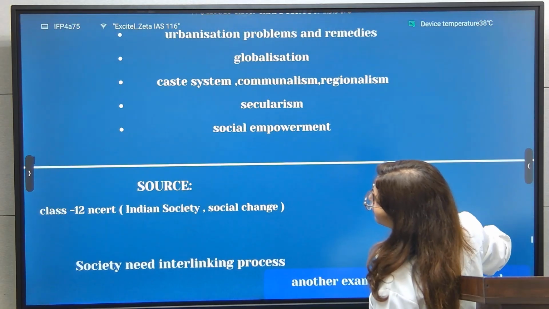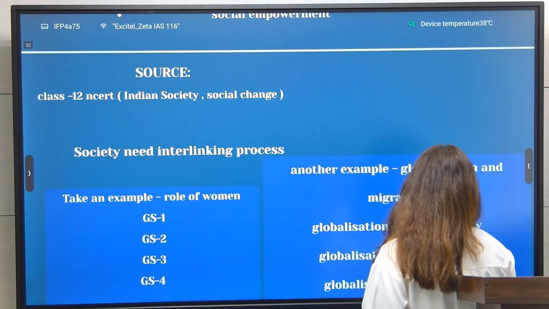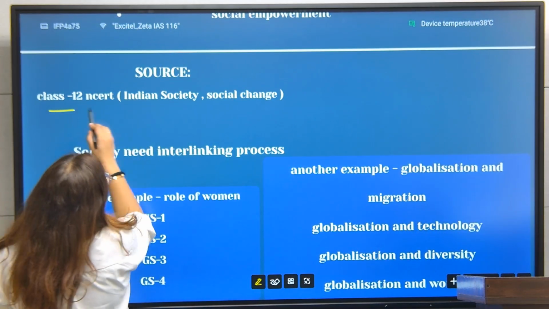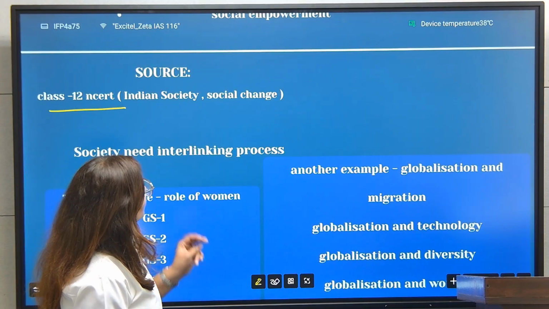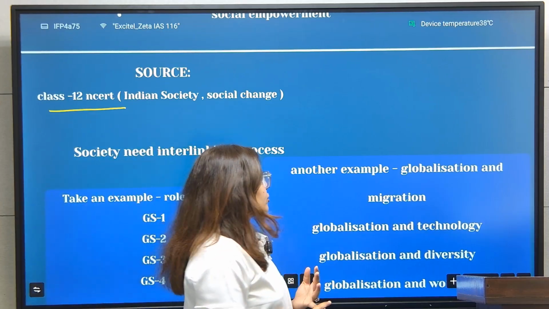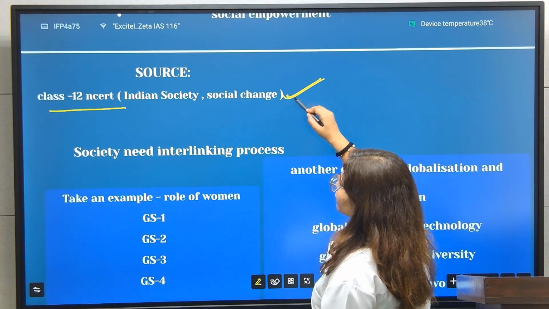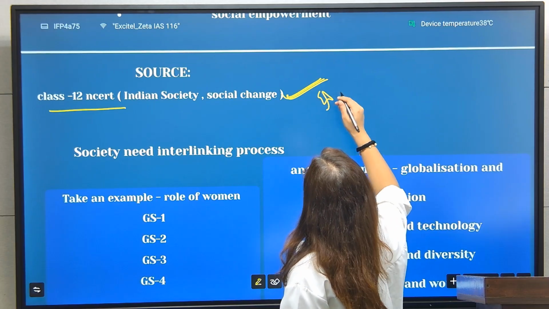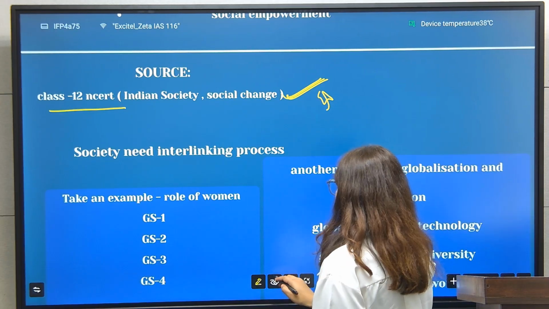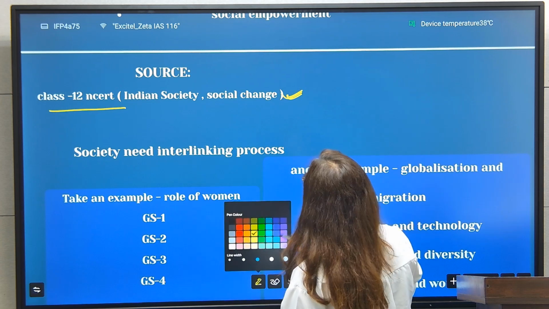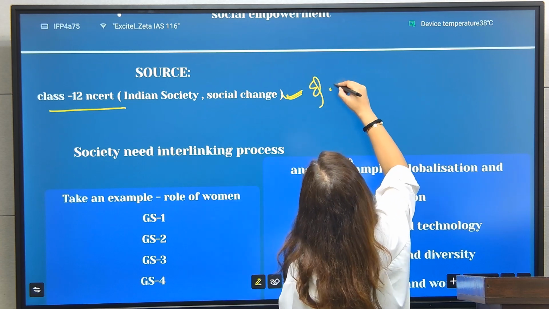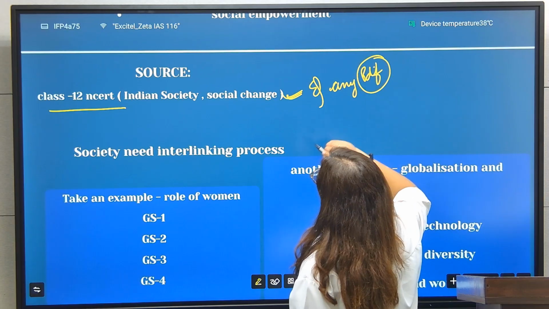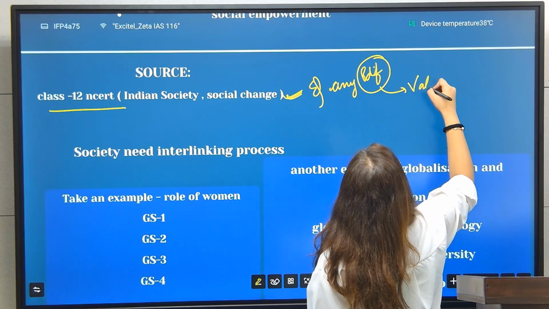Now, what sources do you have to follow? So for society, the class 12th NCERT, Indian Society, and Social Change, both you have to follow for the society part. And also any PDF that you like for value addition.